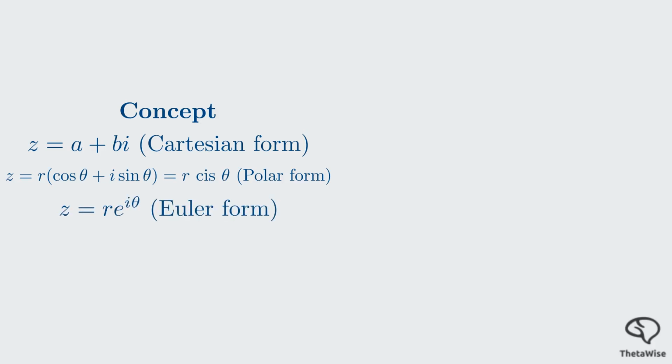Finally, the Euler form, re to the power of i theta, is arguably the most elegant. It is derived from Euler's formula, e to the i theta equals cosine theta plus i sine theta. This form is a powerhouse for multiplication, division, and finding powers. Notice on the Argand diagram how these forms relate. The modulus r is the hypotenuse of a right-angled triangle, and theta is the angle of elevation.